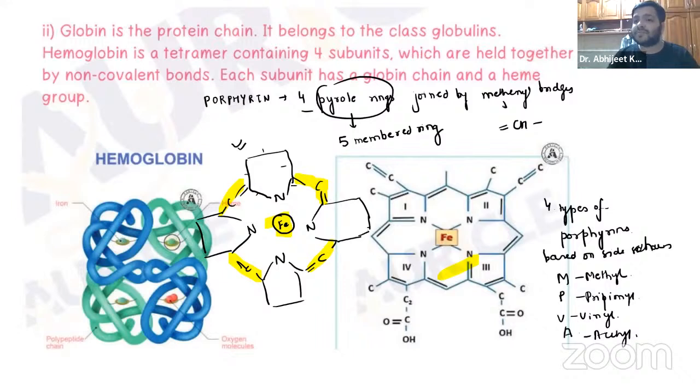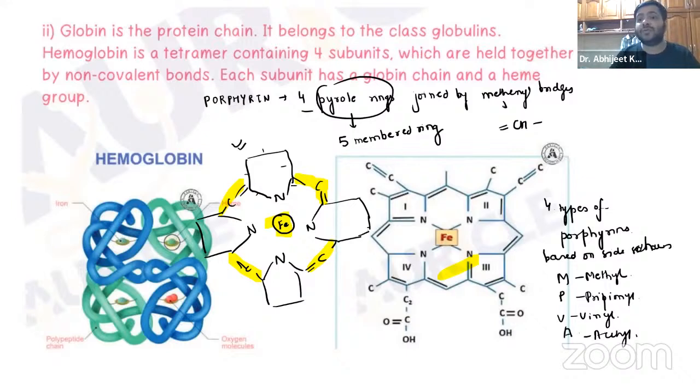The methyl group, the propionyl group, right? The V stands for vinyl, and A stands for acetyl. So based on the side chains, actually, we have these 4 types. So that is about the heme part, right? That is about the heme part.